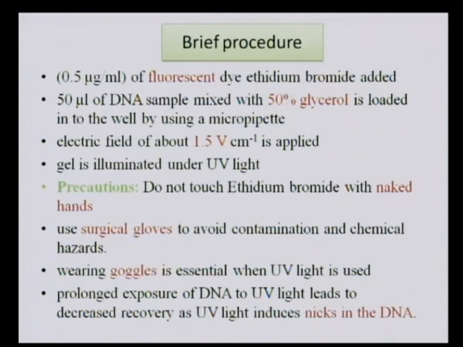Let us see the brief procedure of how to perform the agarose gel electrophoresis. In this also, once you prepare the gel, before casting the gel in the casting tray, we are going to add the fluorescent dye, that is ethidium bromide, and then we are going to concentrate the DNA sample by using 50% glycerol, which will enable the DNA sample to be retained inside the wells. And one more point to remember whenever you are handling agarose electrophoresis: there is a precaution to be taken care of. That is, do not touch this ethidium bromide with your naked hands, since ethidium bromide is a carcinogenic agent which may lead to cancer.